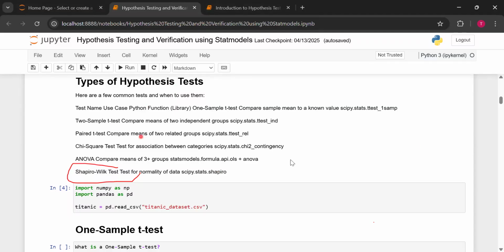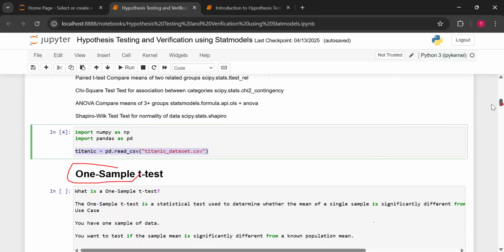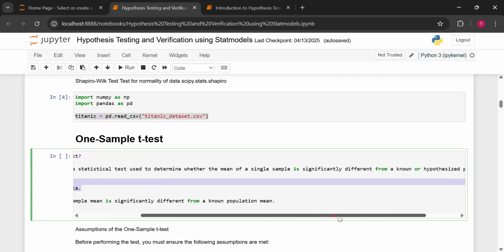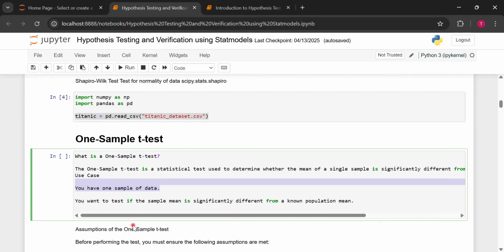So again, we start by importing our libraries. Then we import our data set. We have seen the Titanic data set. And so you can look at the one sample t-test. It's a technique used to determine whether the mean of a single sample is different from expected. I've already explained the concept in detail. What you need to understand is that we have one sample data set that we want to test against a hypothesized mean or a known population mean.